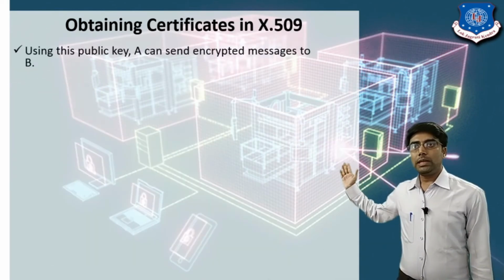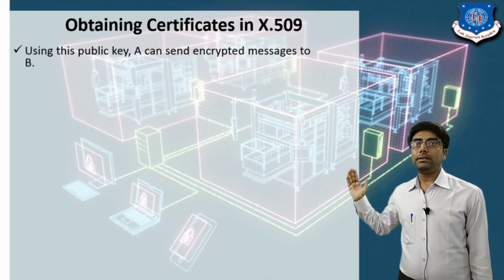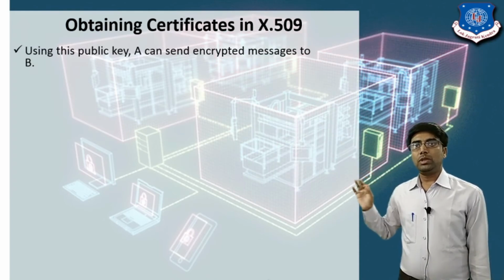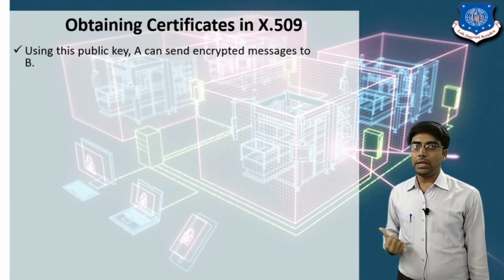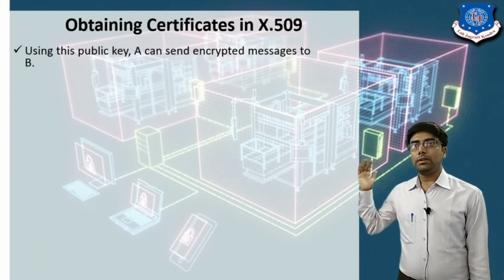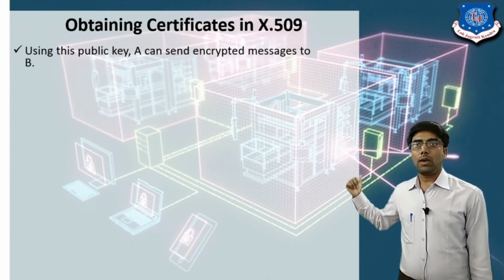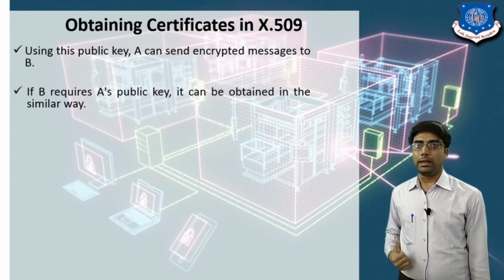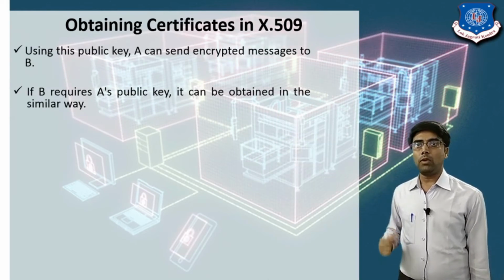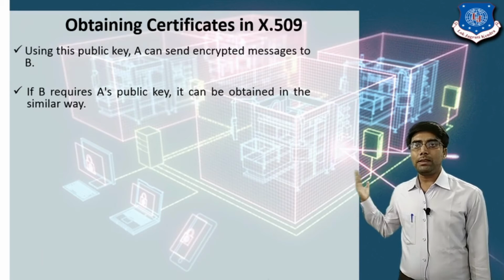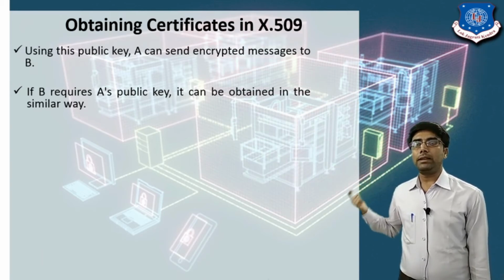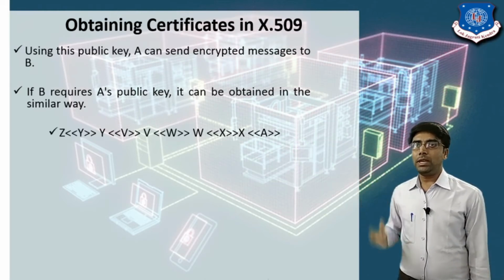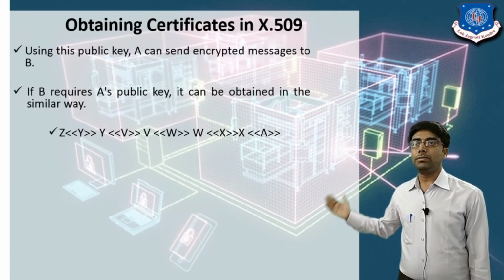Now, using this public key, A can send an encrypted message to B, because user A now knows the public key of user B and the public key of certificate authority X2. So now A can send an encrypted message to B. Now B requires A's public key, which it can obtain in a similar way. If B wants to verify the certificate of A, B requires A's public key, and in a similar way user B will verify the certificate of user A.